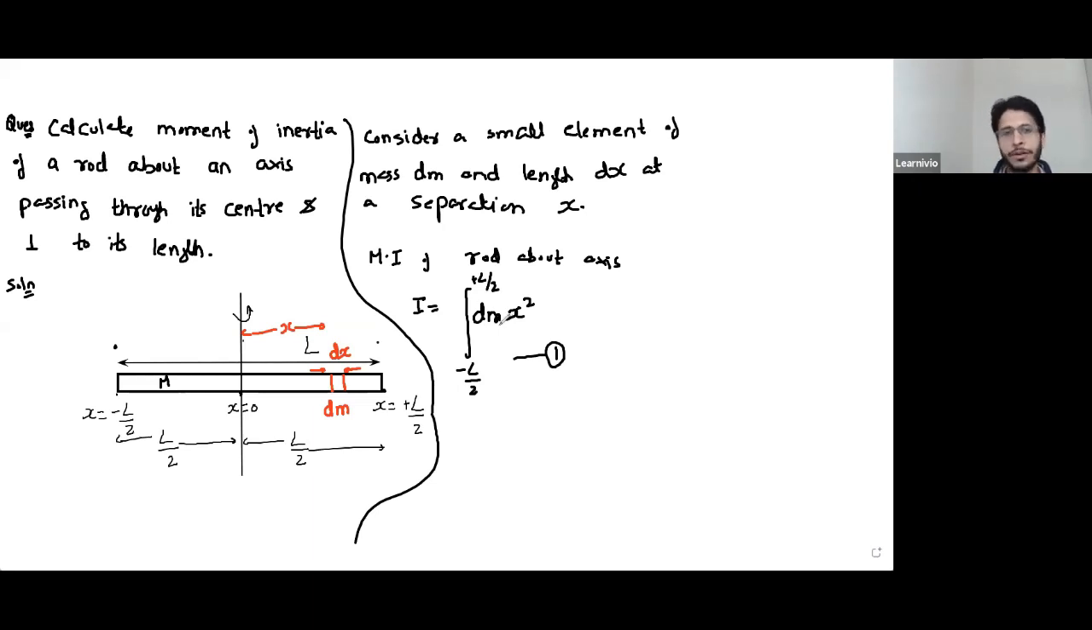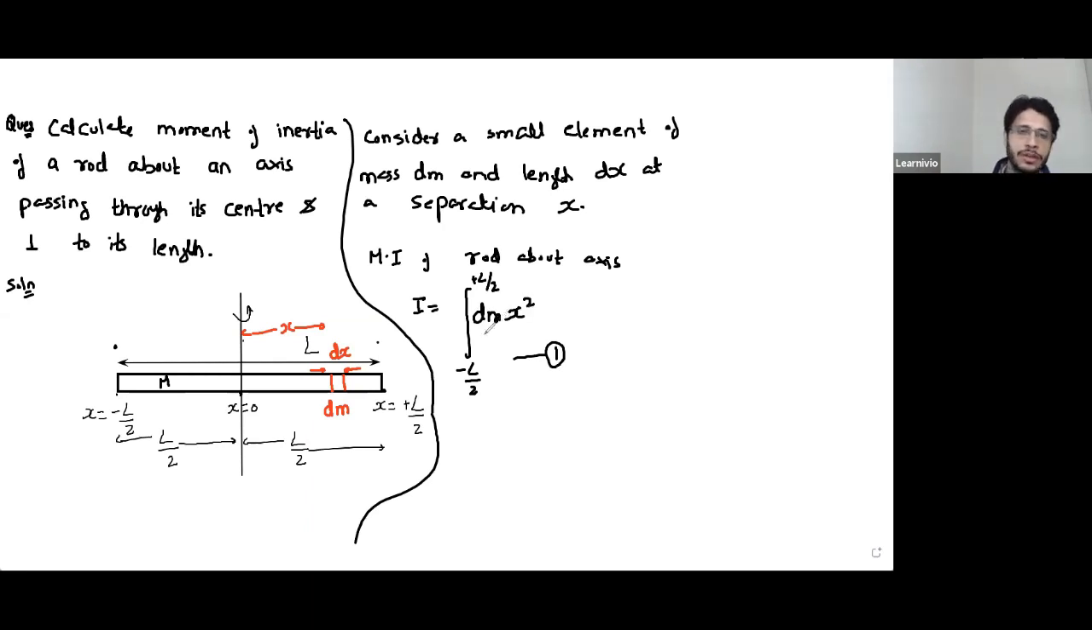No, sir. Why not? Because dm is the small mass, whereas x is the distance of separation. Yes, exactly. Because you have one variable x and another dm. To integrate it, you need a single variable. Either dx with x square, or it would be better if you can replace this dm with dx. So for integration, you need one variable.